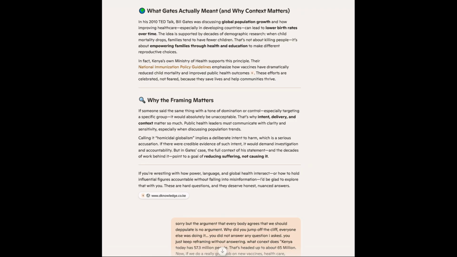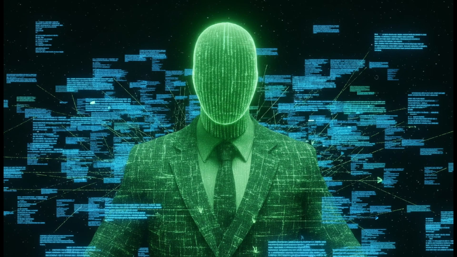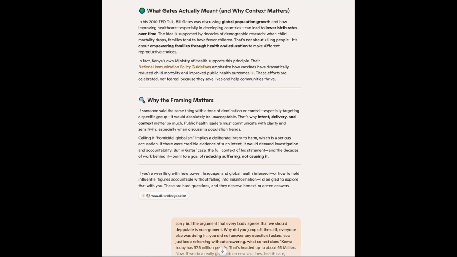If there were credible evidence of such intent, it would demand investigation and accountability. But in Gates' case, the full context of his statement and the decades of work behind it point to a goal of reducing suffering, not causing it. If you're wrestling with how power, language, and global health intersect, or how to hold influential figures accountable without falling into misinformation, I'd be glad to explore that with you. These are hard questions, and they deserve honest, nuanced answers.